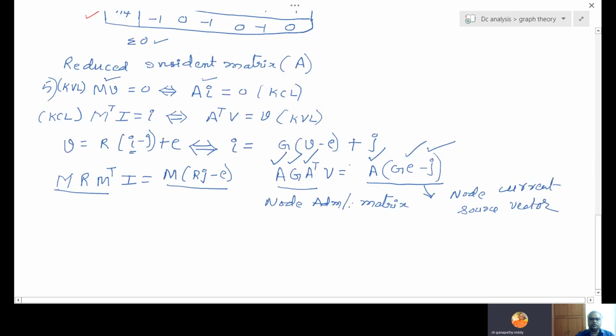So this G is known. So next what we can do is solve for V. Previously we solved for I. Now solve for V. After solving for V, multiply with A transpose, you get a small v. But what is small v? Branch voltages.